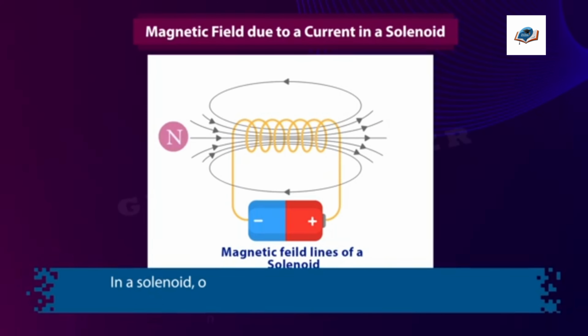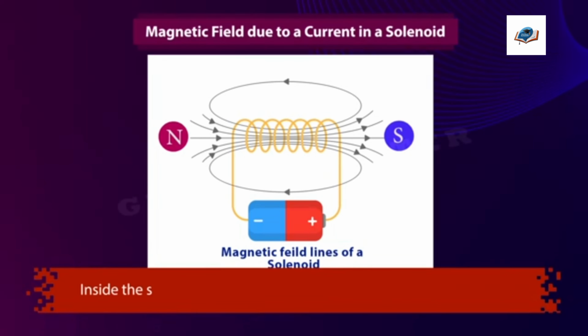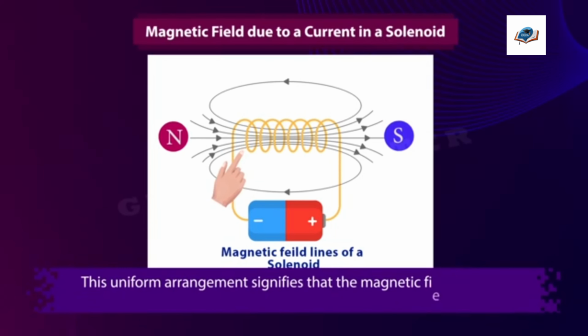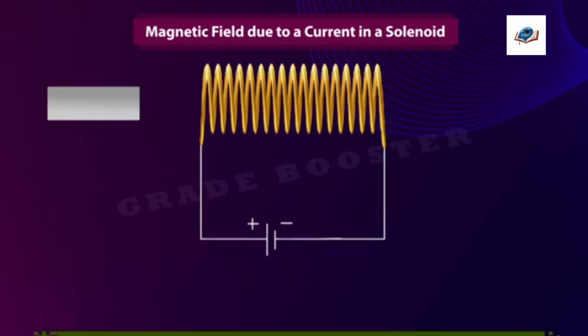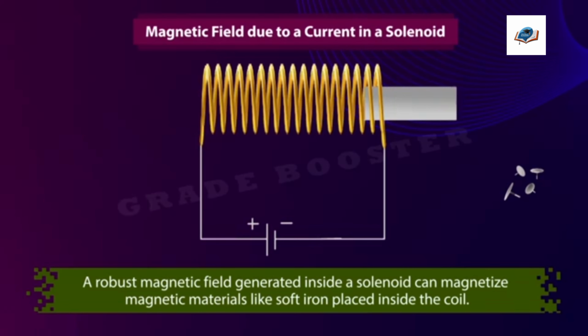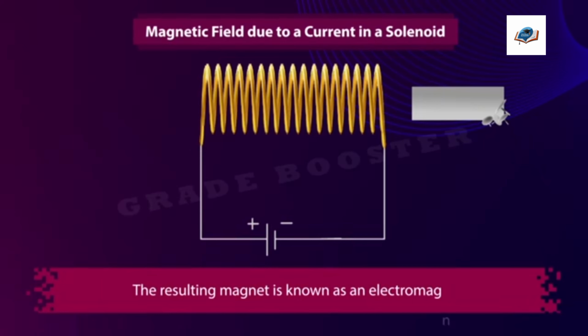In a solenoid, one end behaves like a magnetic north pole, while the other acts as a south pole. Inside the solenoid, the magnetic field lines run parallel and straight. This uniform arrangement signifies that the magnetic field strength remains consistent at all points within the solenoid. A robust magnetic field generated inside a solenoid can magnetize magnetic materials like soft iron if placed inside the coil. The resulting magnet is known as an electromagnet.